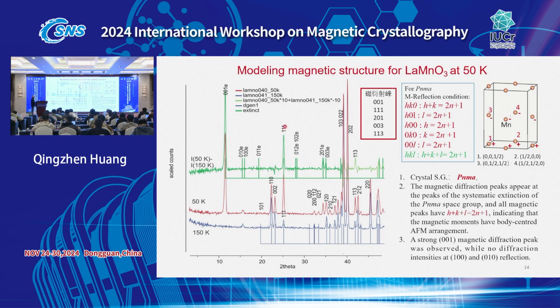For this reason, this 111 reflection, you have a nuclear peak here, and also you have a magnetic peak here. And what's happening here? You can see the magnetic atoms have the body-centered relation. You can see the atom 1 to atom 4. What's the relationship?